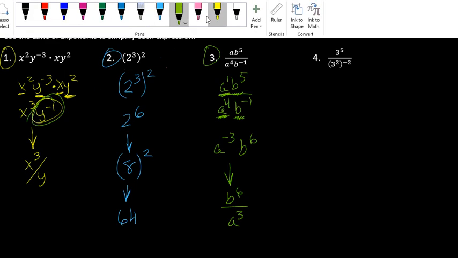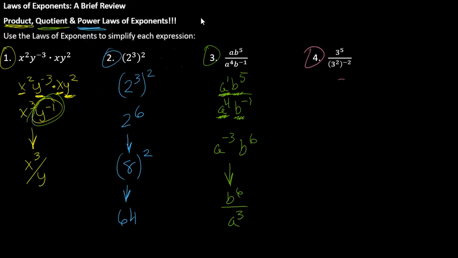Okay, last example. So I've got 3 to the 5th over 3 squared to the negative 2. So go ahead and start simplifying. This is a power to power right here, so that's going to be 3 to the negative 4. So I've got 3 to the 5th over 3 to the negative 4. We're going to use the quotient law now. That is going to give me 3 to the 9th, because 5 minus negative 4 is going to give me 5 plus 4. And 3 to the 9th power, that would be 19,683. Had to grab my calculator there.